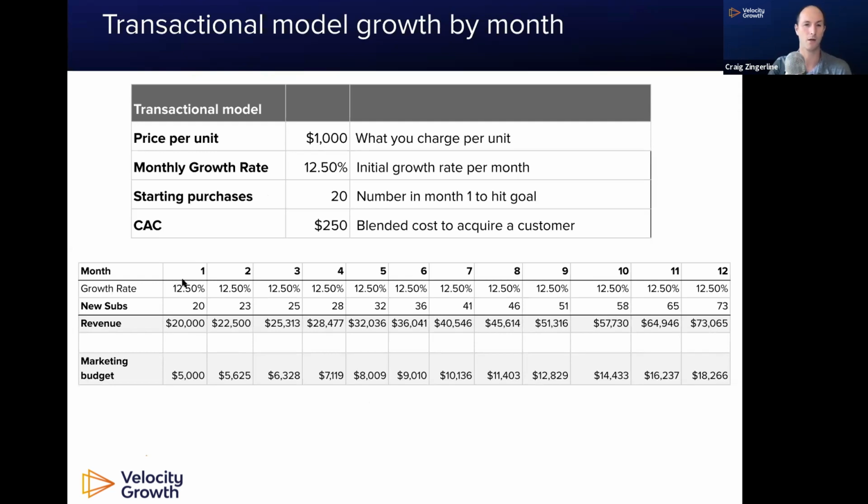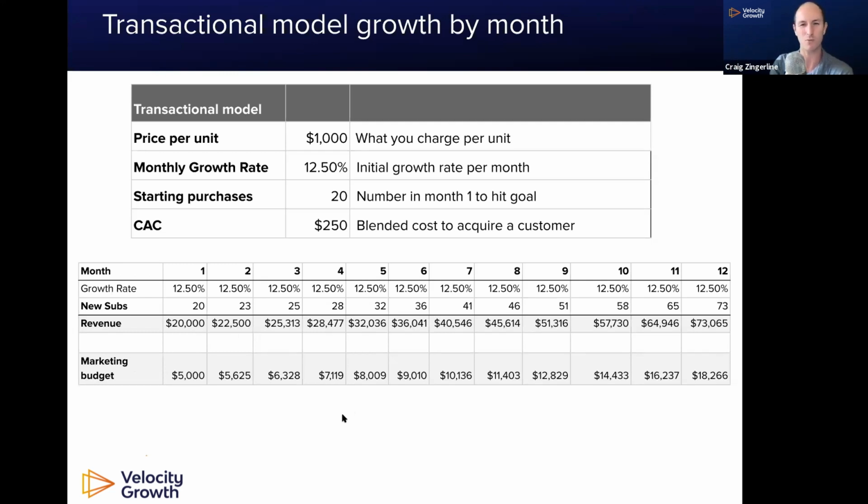What's happening here? I'm saying that I can grow this business 12.5% every month. What does that mean? It means that to hit my model, I need to have 20 new subscribers in month 1, 23 in month 2, 25 in month 3. You can see how that starts to compound. That 12.5% means that it's not just 20, that's your starting point. You now take on the burden of having to figure out how to get net new customers that are compounding over time. And then I like to factor in things like my marketing budget.